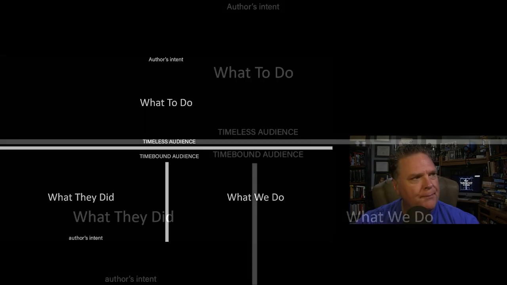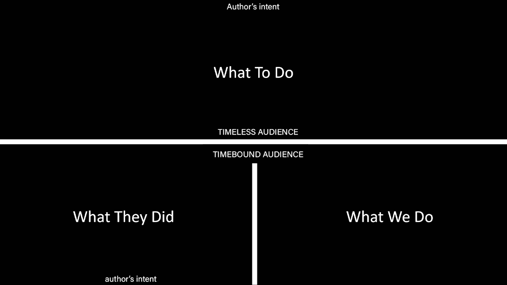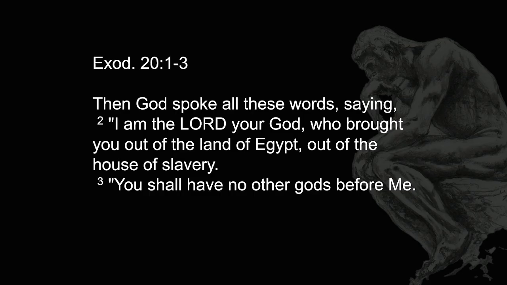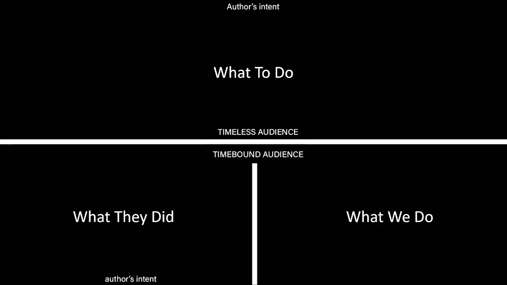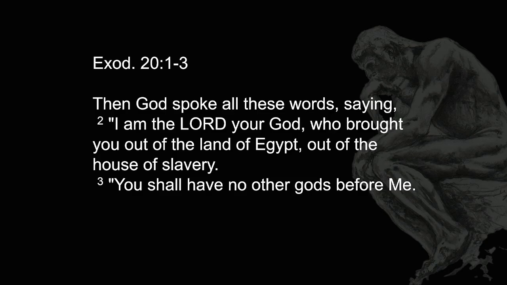Okay, so here's the questions, or here's what we're trying to discover: what they did, what to do, and what we do. So when we read this commandment, that's the question. But what's the first question we're asking? What's the first one in the series? It is what they did. So what is it that they did here? What is going on? Whenever we're talking about this particular commandment, we're asking questions of the text.